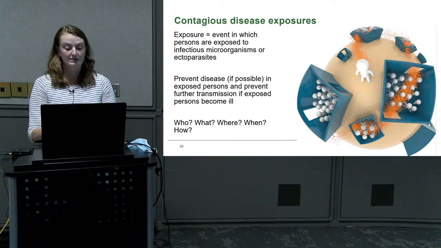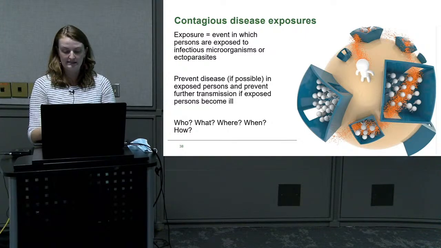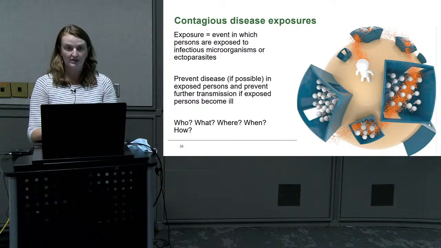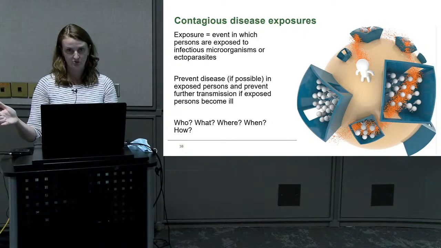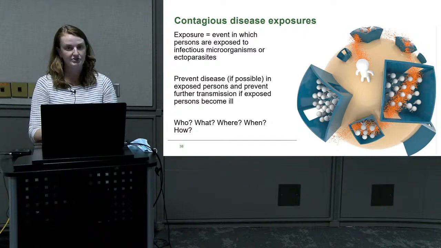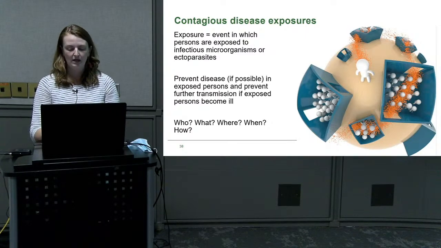So the what, we need to know what the infectious organism is or what the communicable disease is and what PPE may or may not have been used in those cases. The when was the exposure in terms of trying to track down who may have been around that patient and timing from the exposure to post-exposure prophylaxis. And the where, so where did the exposure take place?